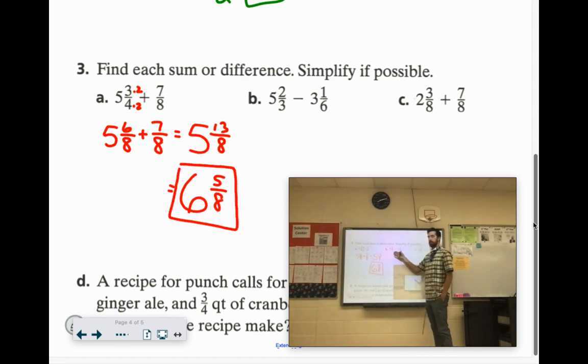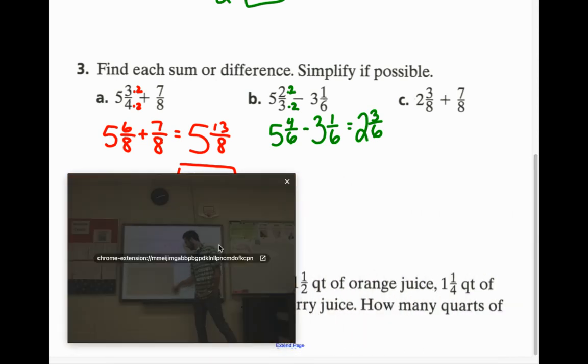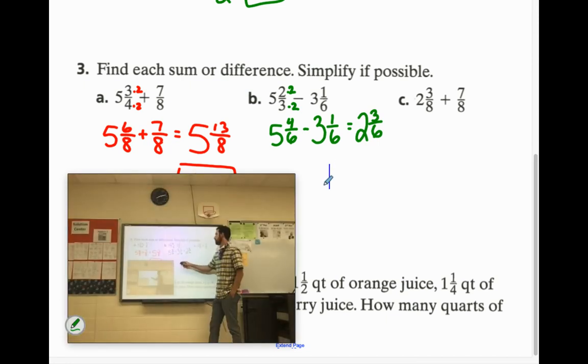Common denominator here could be sixths. So times 2 times 2. So it'd be 5 and 4/6 minus 3 and 1/6. If we do the large numbers, 5 minus 3 is 2. 4/6 minus 1/6 would be 3/6. And then you can simplify 3/6 to 1/2. So we'll have 2 and a half.